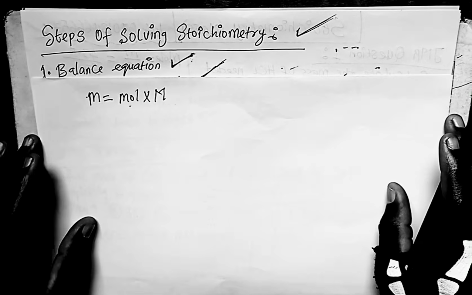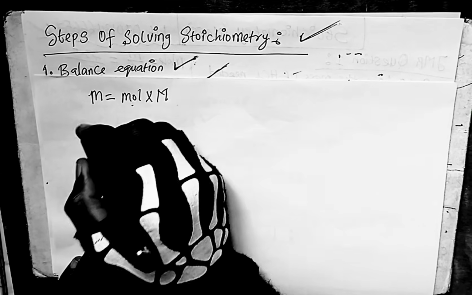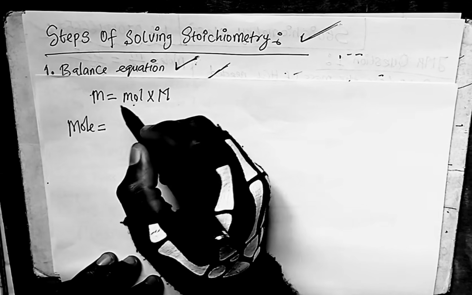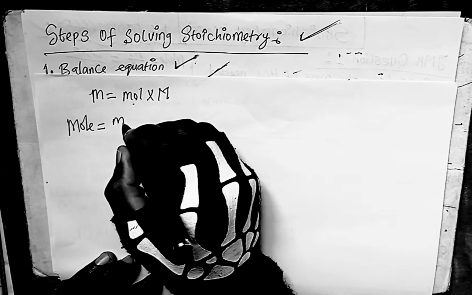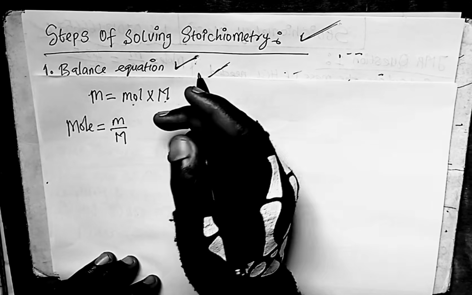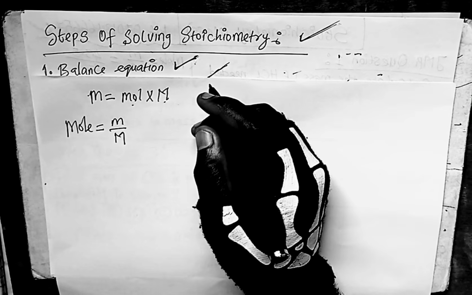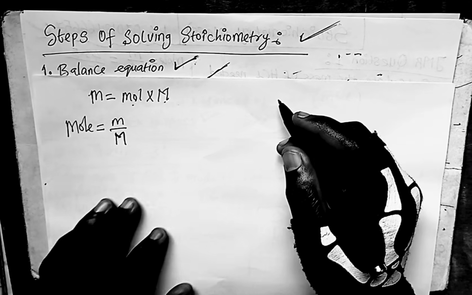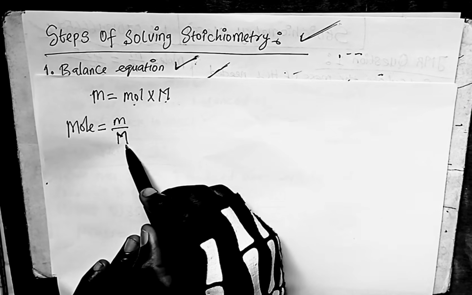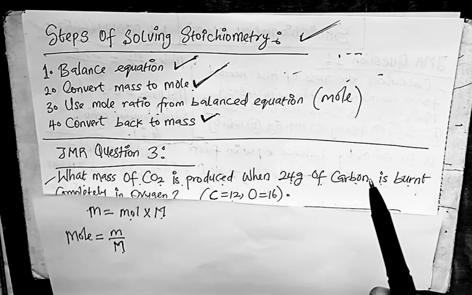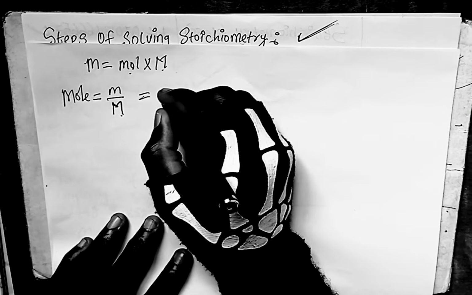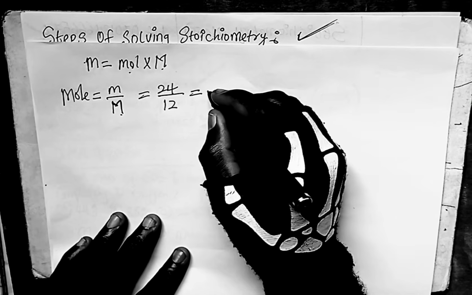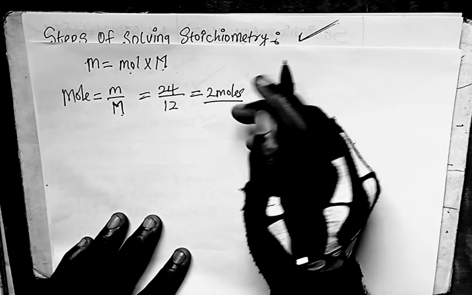Applying this same formula, all you have to do is make mole the subject of the formula. Mole will be equal to mass over molar mass. Very easy. The molar mass of carbon is 12, remember it's carbon we are solving for. So mole is equal to 24 grams over 12. 24 divided by 12 will give us 2 moles. So we've gotten the mole.